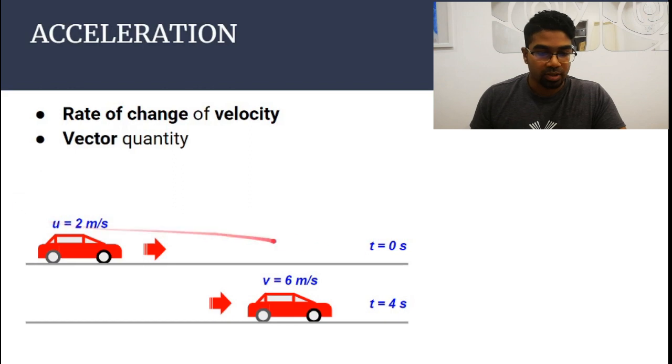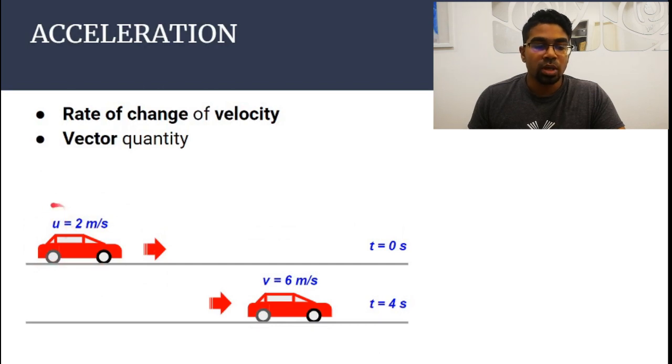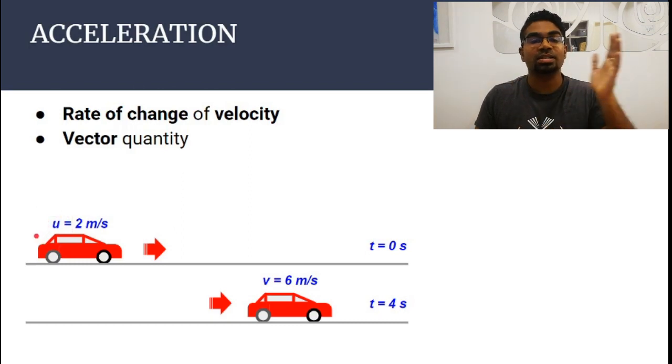So let's look at this example. At 0 seconds, the car starts off at 2 meters per second. I want you to notice this symbol here, u. u is a common symbol for the initial velocity, meaning the velocity at the start of the motion.